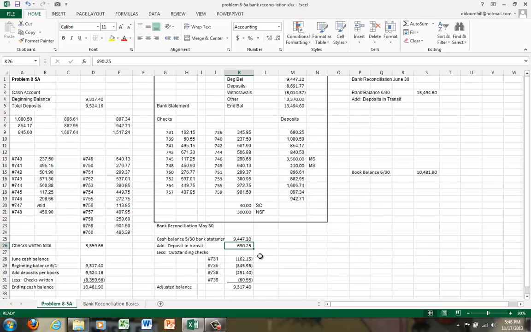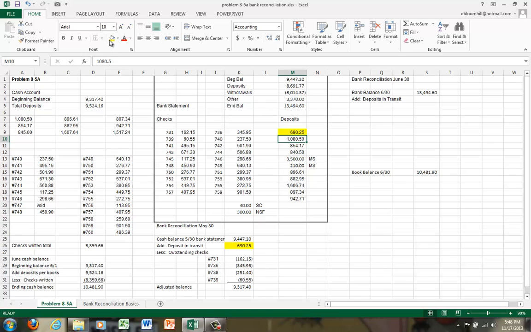Last month we showed a deposit of $690.25, and this month on the bank statement the bank shows a deposit of $690.25. Even though they're in two separate months, we show it and the bank shows it, so it's not a reconciling item. I'm going to note all of the things in yellow that do in fact match, so that $690.25 deposit is not a reconciling item.